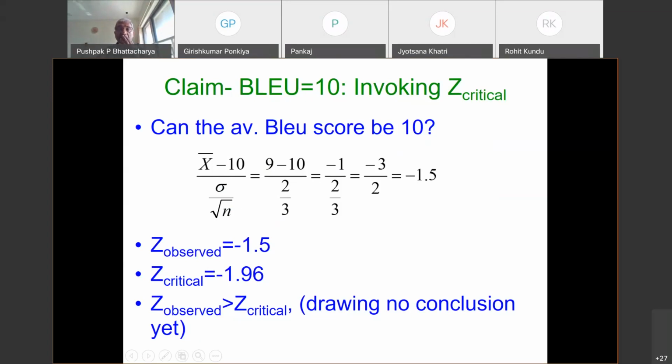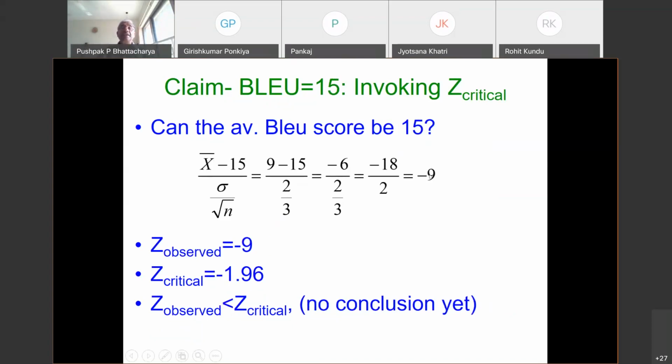If you remember the discussions on chi-square, there were two quantities, observed and critical. So I call this quantity Z observed, minus 1.5. And Z critical is, on the negative side, minus 1.96. And I observe that Z observed, which is minus 1.5, is greater than Z critical on the negative side, which is minus 1.96. I've just observed this. I'm not drawing any conclusion now.